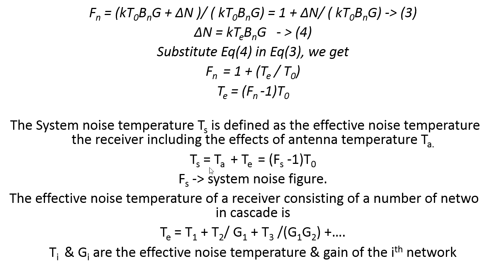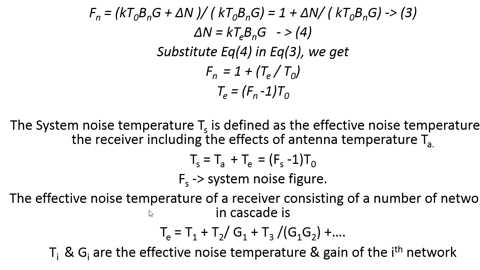That is given as Ts is equal to Ta plus Te, which is equal to (Fs minus 1) into T0. As we know, the noise temperature is equal to (Fn minus 1) into T0. If I substitute n is equal to s in the same equation, I calculate the system noise temperature, that is (Fs minus 1) into T0, where Fs is the system noise figure here. That is the total system noise figure, given by this formula.